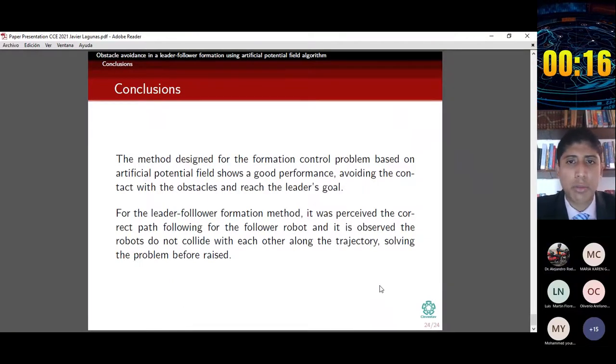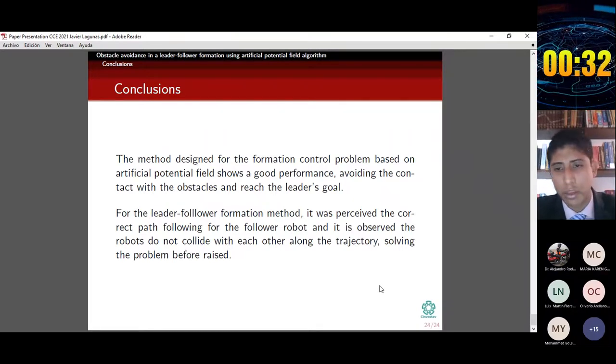the method designed for the formation control problem is also based on artificial potential fields, so it shows a good performance, avoiding contact with the obstacles and reaching the goals. And it was perceived that the follower robot follows the correct path, and it is observed that they do not collide with each other. Thank you very much.